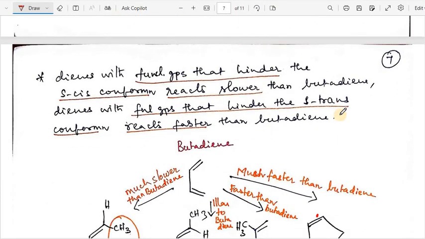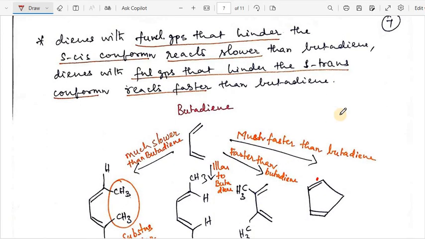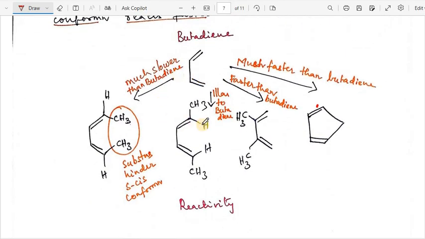Another condition is that dienes with a functional group that hinders S-cis conformation react slower than butadiene, which is considered a common, general or standard diene. Dienes with a functional group that hinders S-trans conformation react faster than butadiene. This is another important point. See here once again, a functional group that hinders S-cis conformation reacts slower than butadiene, whereas a functional group that hinders S-trans conformation reacts faster than butadiene, and these are some examples for you.